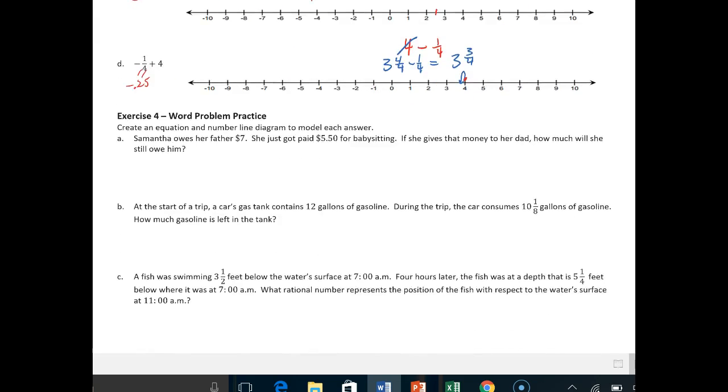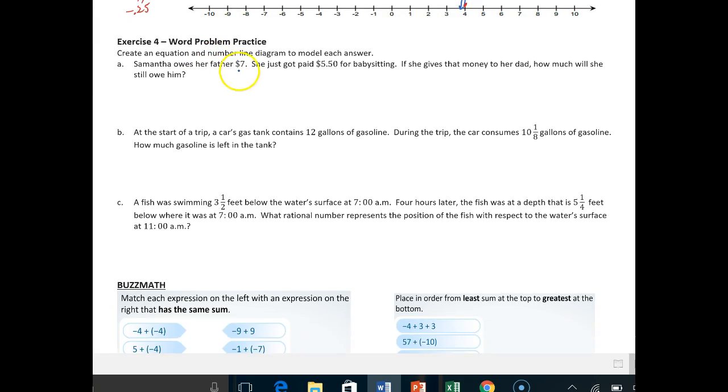Moving on down. Samantha owes her father $7. Owing money is always negative. She just got paid $5.50. Getting paid is positive. For babysitting, if she gives her money to the dad, how much will she still owe him? So this is different signs.